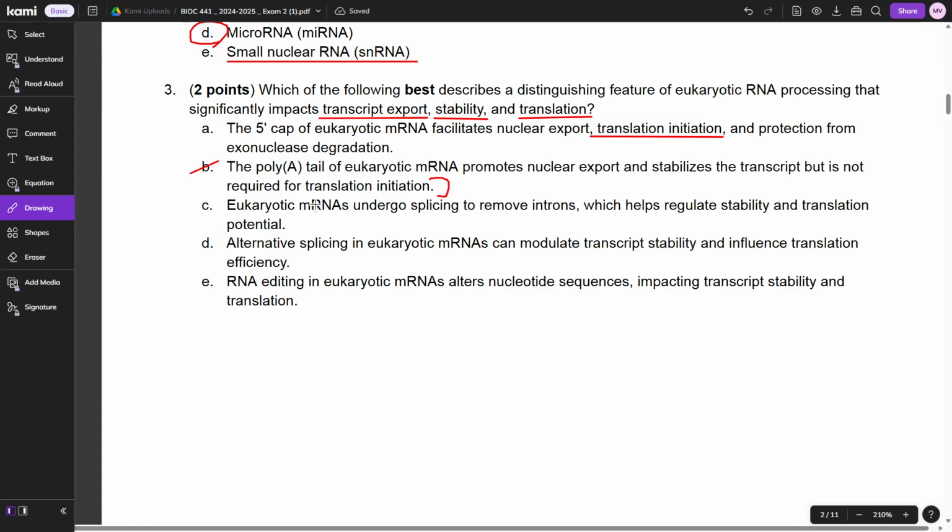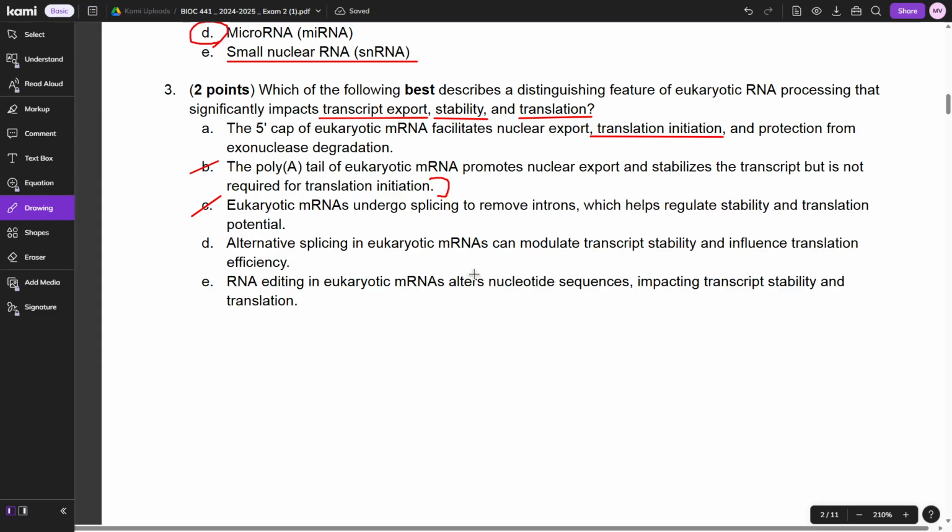Anyways, we'll keep going. Eukaryotic mRNAs undergo splicing to remove introns, which help regulate stability and translation potential. Okay, that doesn't really impact transcript export, I guess is my thing here. This is true, it does undergo splicing to remove introns, but that doesn't really affect transcript export. It just helps with creating more diversity in our proteins. So I'm not the biggest fan of that answer. Alternative splicing in eukaryotic mRNAs can modulate transcript stability and influence translation efficiency.